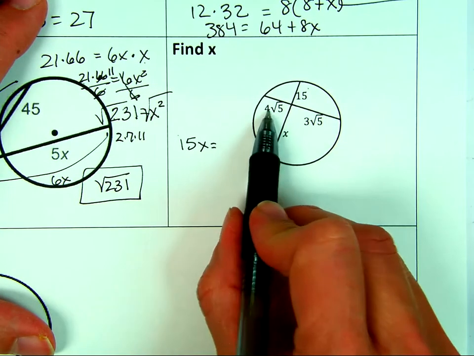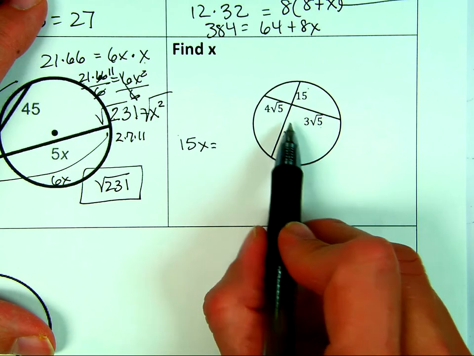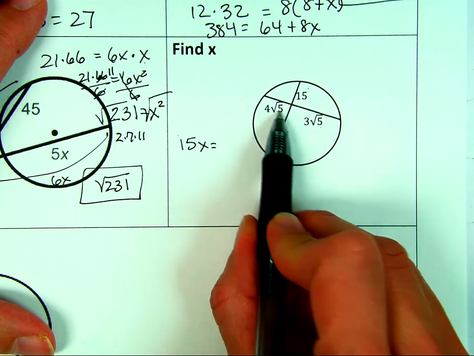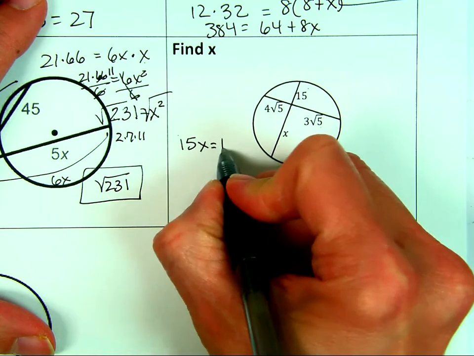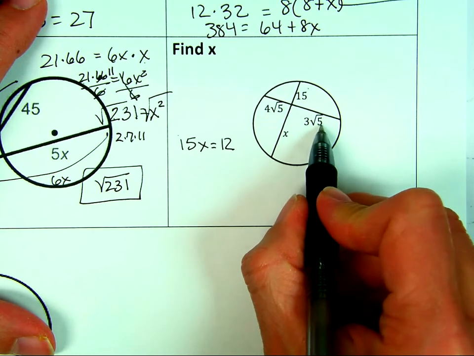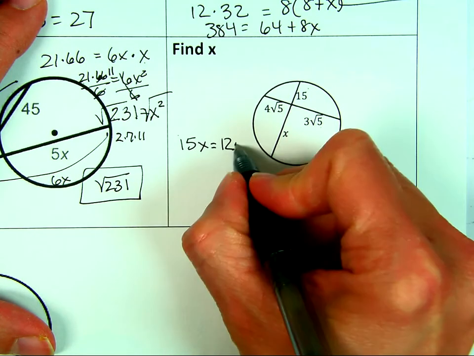But what are these two multiplied together? Remember, when you multiply square roots, it's outside times outside, inside times inside. So 4 times 3 is 12, and the square root of 5 times the square root of 5 is the square root of 25, which then the square root of 25 is 5.